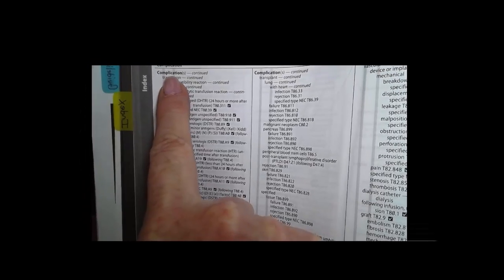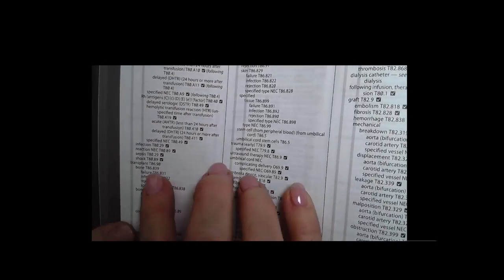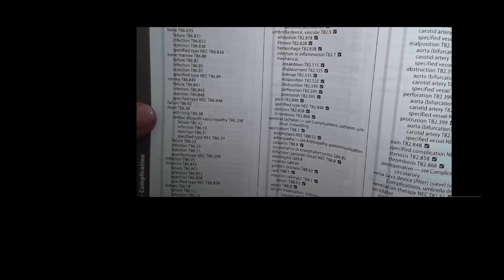Okay, we're in complication. I'm going to go down to transplant. There's transplant. I'm looking for kidney. Here's kidney. T86.10, failure, infection, rejection, and specified type. I think because we're talking about the malignancy, we would use the specified type. It's not one of these things, but our documentation did address a specified type, so I think the correct code is T86.19. Let's look it up in our tabular.